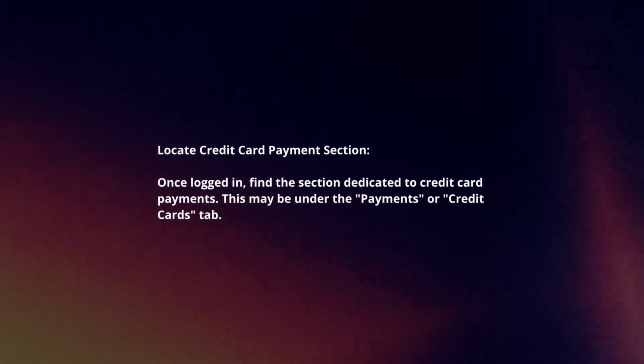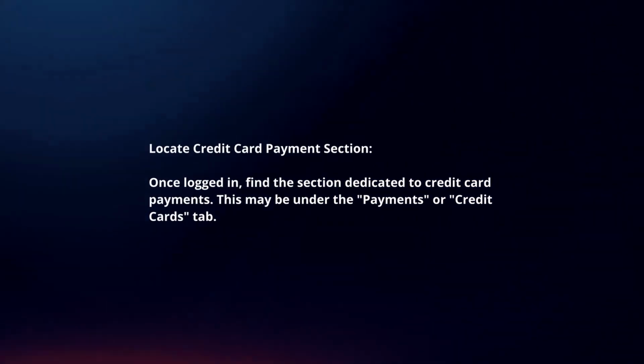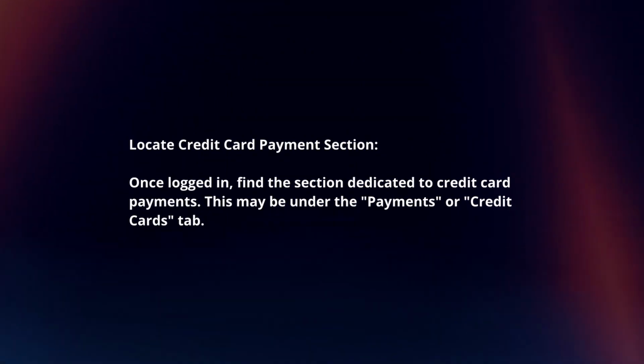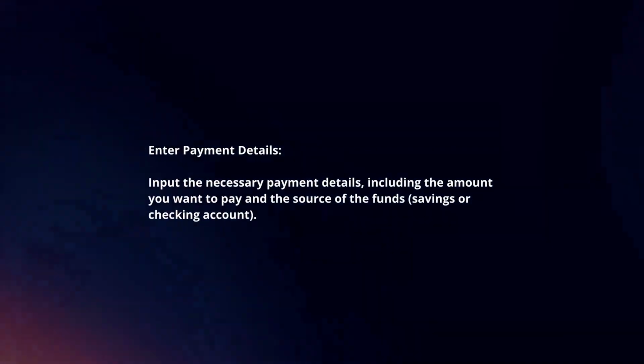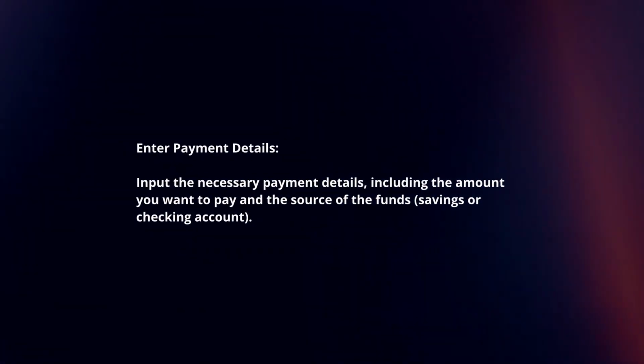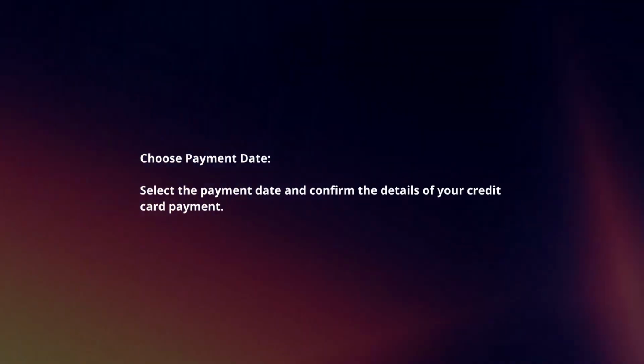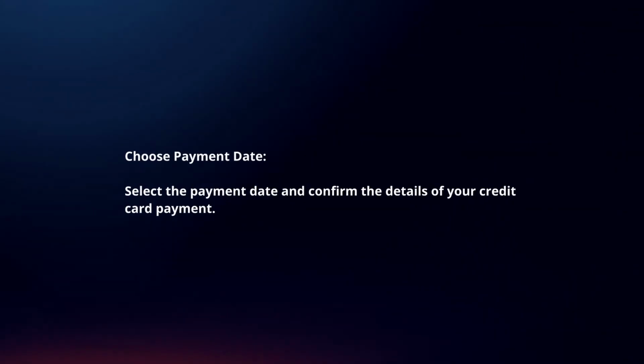Locate credit card payment section. Once logged in, find a section dedicated to credit card payments. This may be under the Payments or Credit Cards tab. Enter payment details. Input the necessary payment details, including the amount you want to pay and the source of the funds. Choose payment date. Select the payment date and confirm the details of your credit card payment.